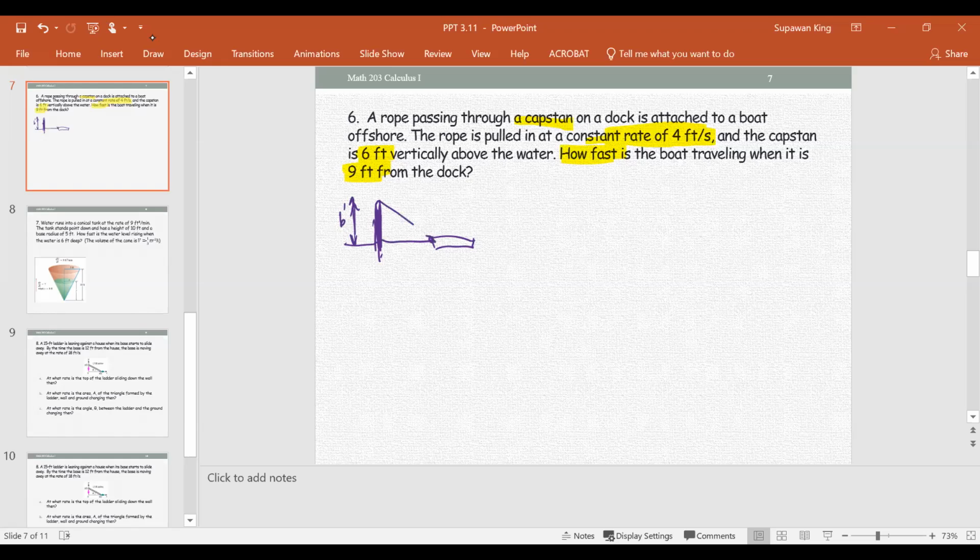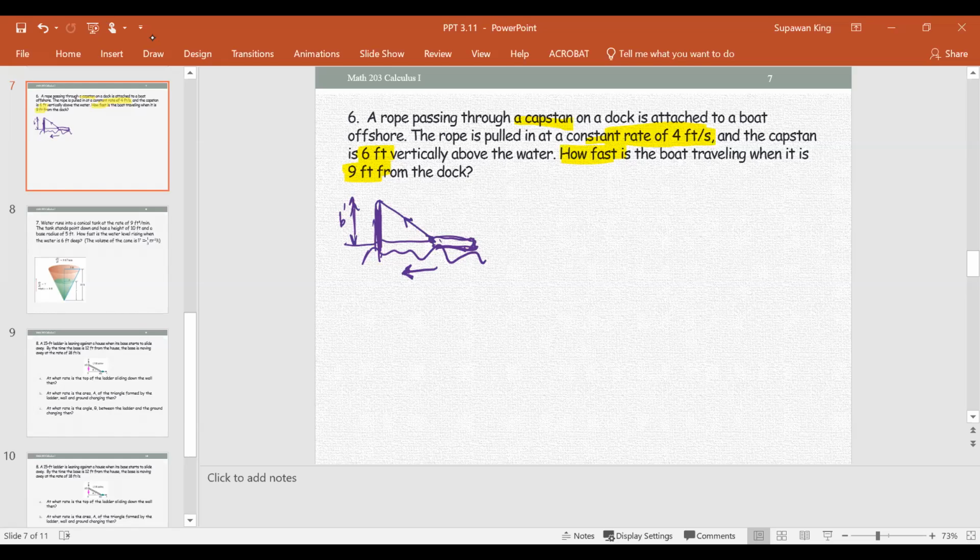The rope and water. For this diagram, the rope is pulled up to the top of the capstan, 6 feet above the water. So we know the length here is 6 feet. And as for how fast the boat is traveling, that means when you pull, the boat is traveling closer to the dock, coming this direction while it's pulling the rope up to the top of the capstan.